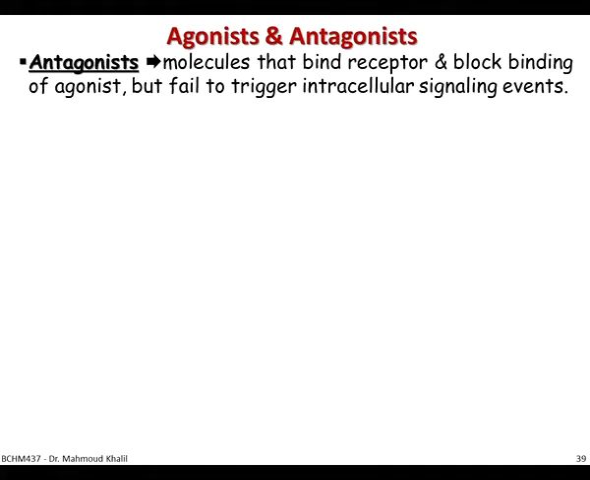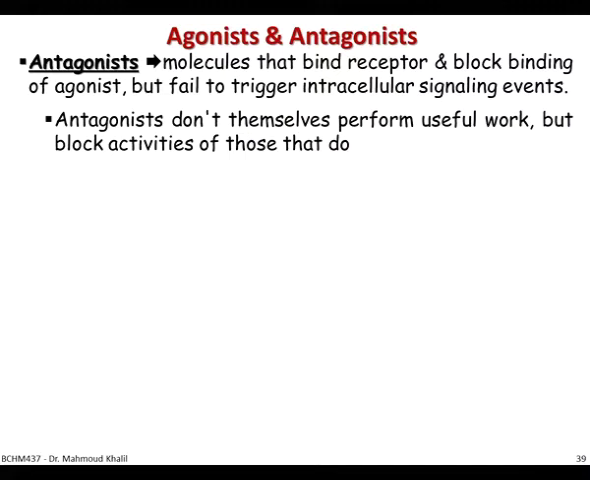Antagonists are molecules that bind the receptor and block the binding of agonists. That's why they have the opposite action of an agonist. These antagonists fail to trigger intracellular signaling events. So you have a receptor. Normally, the agonist binds to the receptor. If this receptor binds with the antagonist, the effect is diminished or absent. So the antagonists don't themselves perform the useful work, but block the activity of the agonists. Okay.